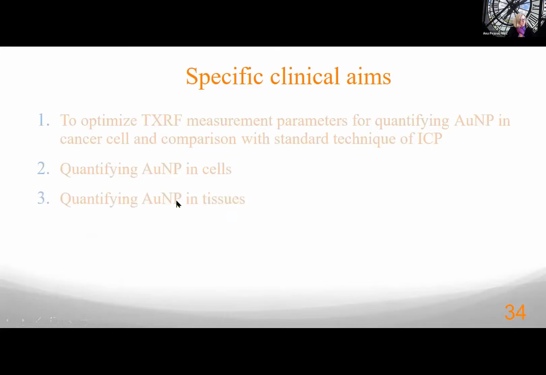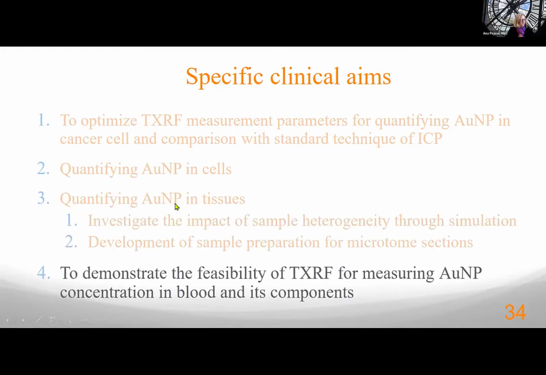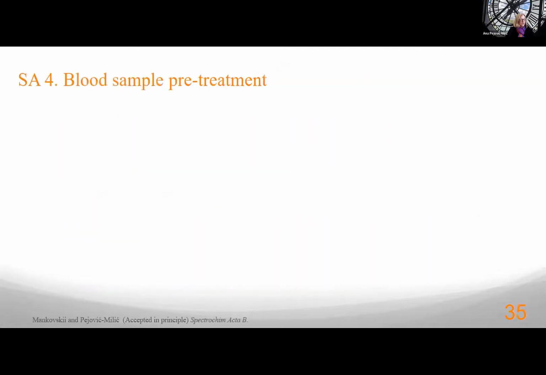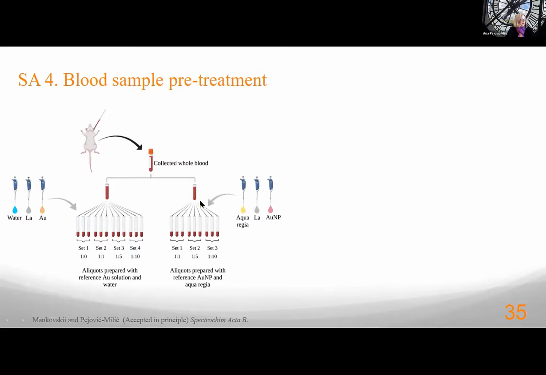So following the tissue work, we started to look into supporting animal work where the gold nanoparticles are injected through blood in the animal. And we wanted to see if quantification of gold nanoparticles in blood can be achieved equally well. So basically, we collected blood from an animal, and whole blood was diluted or not with water, and then lanthanum and gold solutions or standard particles from NIST were added. And the dilution with water was done at 1 to 0, 1 to 1, 1 to 5, to 1 to 10, as well as for the reference gold nanoparticles.